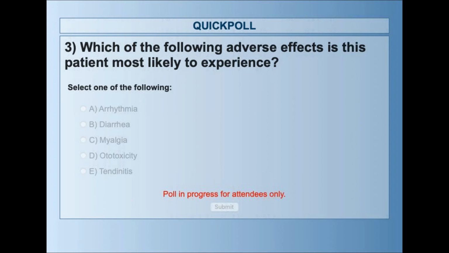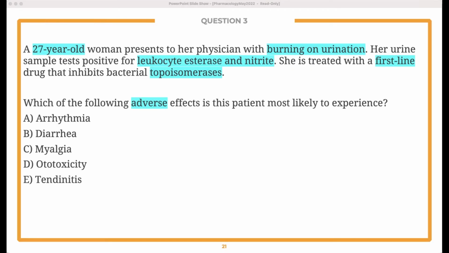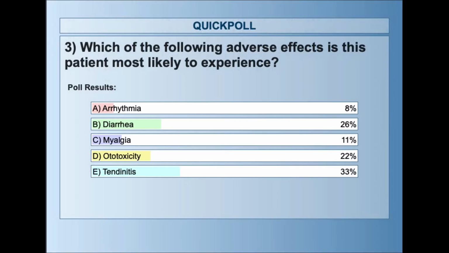Well, it looks like over 80% of you have voted. So we're going to go ahead and close this poll and share the results. And again, it's kind of a mix here. Tendinitis is the leading vote getter with diarrhea right behind it. Ototoxicity in third place. So interesting. Let's go ahead and hide those results.